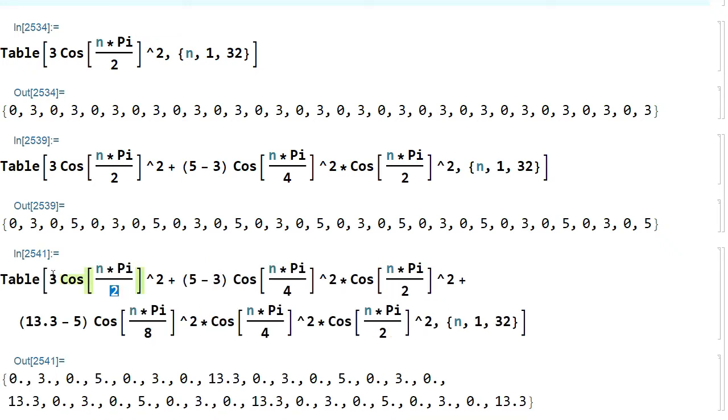At slot 2 is 3, right? At slot 4 is 5, right? Then at slot 8 is 13.3. So 1, 2, 3, 4, 5, 6, 7. So that's the idea behind it. It's really easy, right? You're just adding zeros to numbers. There's really nothing to it.